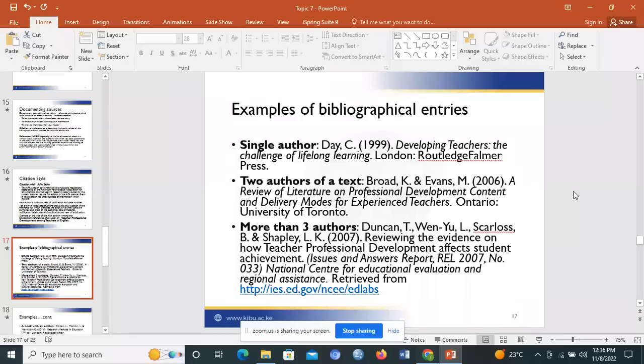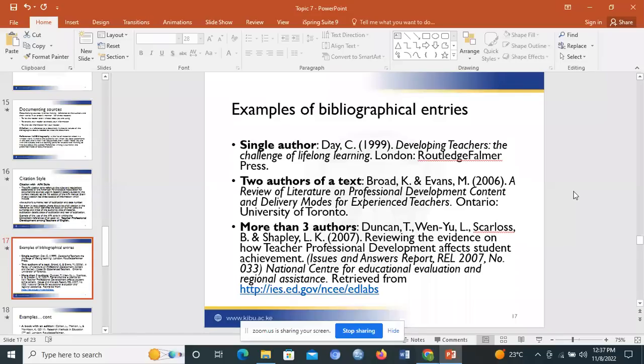Now, if it is in an exam, I'll not expect you to write in italics. I'll expect you to underline the title of the text. So if you are writing using your handwriting, the words Developing Teachers, the Challenge of Lifelong Learning will then be underlined. For me, then I'll know that what you have underlined is the title of your text. Then we have a full stop. Then we give the city of publication. Between the city and the publisher, we have the full colon, then a full stop.